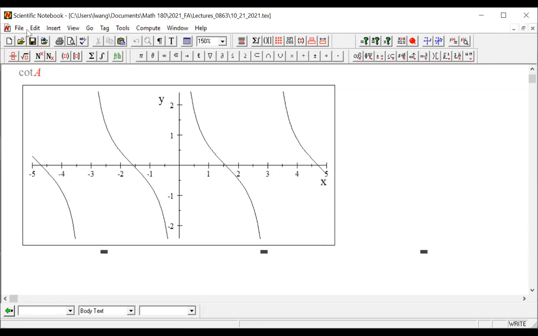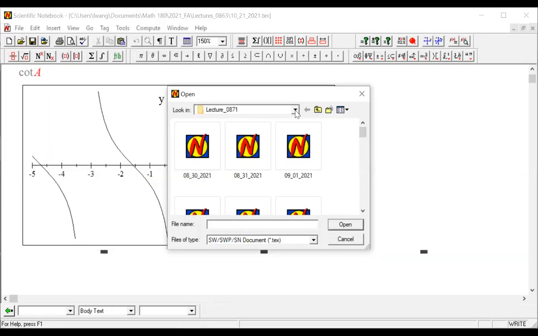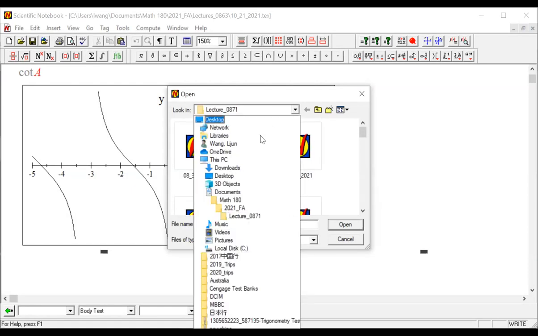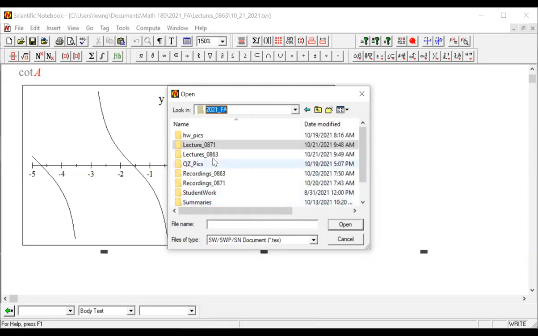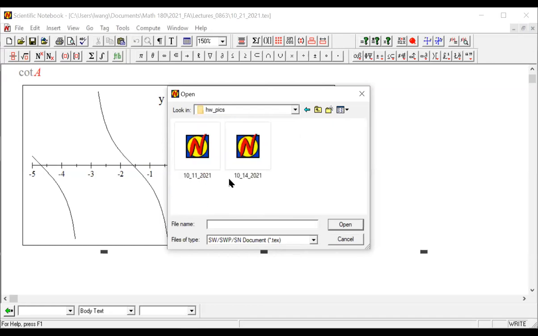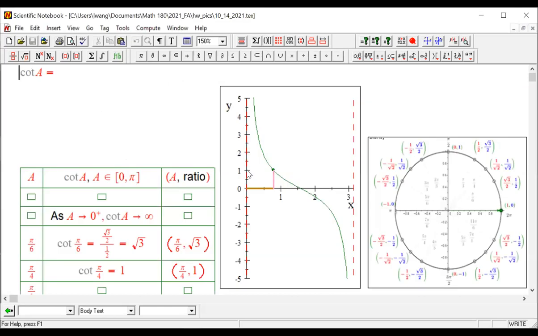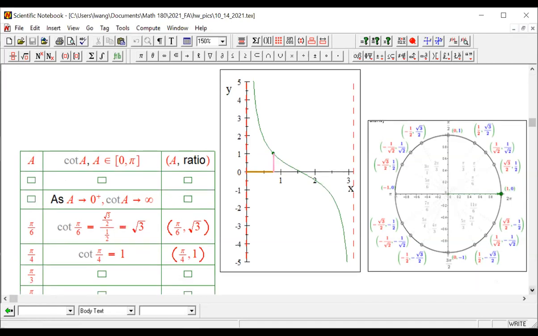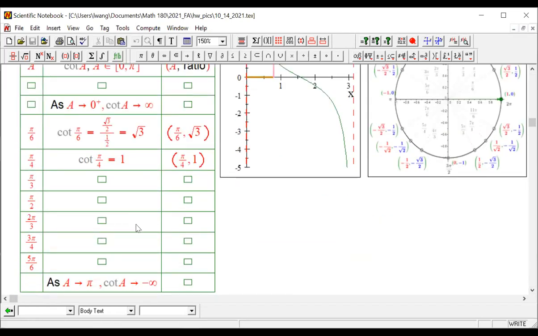It's on 10-14 on the homework, and you said to complete the table and mark the points on the graph. Okay. This one, right? Yes. So you want to work out these points? No, I already worked out the points a little bit. I just need to know where they go on the graph.